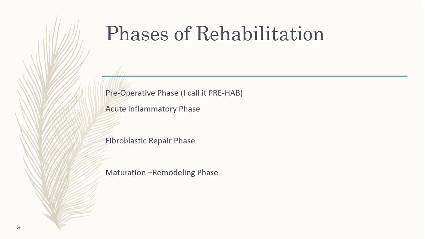All right, so here's the meat and potatoes of this lecture, the phases of rehabilitation. We've talked about the preoperative phase, which I call the prehab phase, and that usually occurs during the acute or inflammatory phase. We also have the fibroblastic repair phase, which you may see in other books called the proliferative phase, and the maturation remodeling phase. So these 3.5 phases of rehabilitation are the key healing phases that the body goes through following an injury.